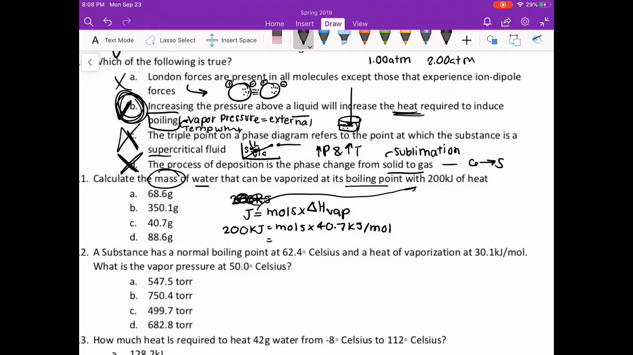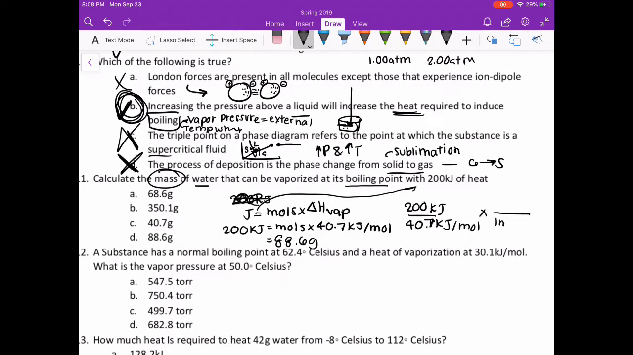So when I do that, I will get, can't even tell you at the moment. So basically I'm just going to divide the 200 kilojoules by that 40.7 to get 88.6 grams. So what I did in here was I just divided the 200 kilojoules by 40.7, and then multiplied it by 18.02, which is the molar mass of water. So in doing that, I was just able to get 88.6 right out the gate.